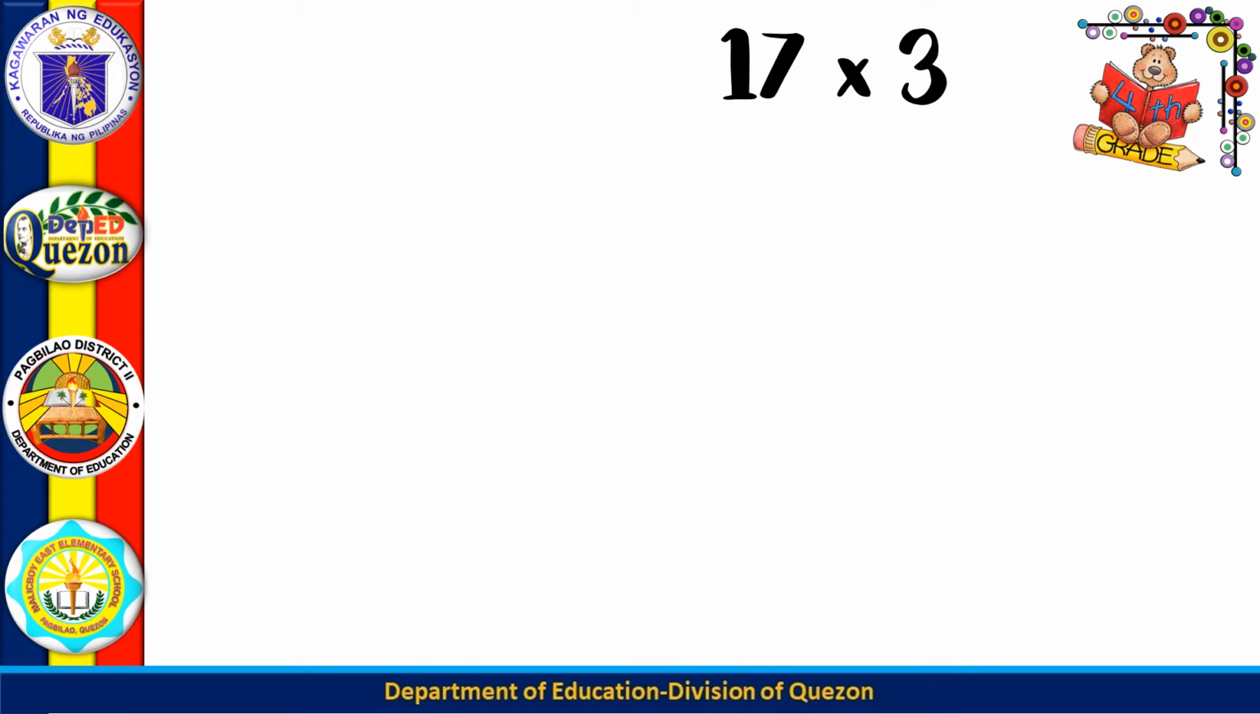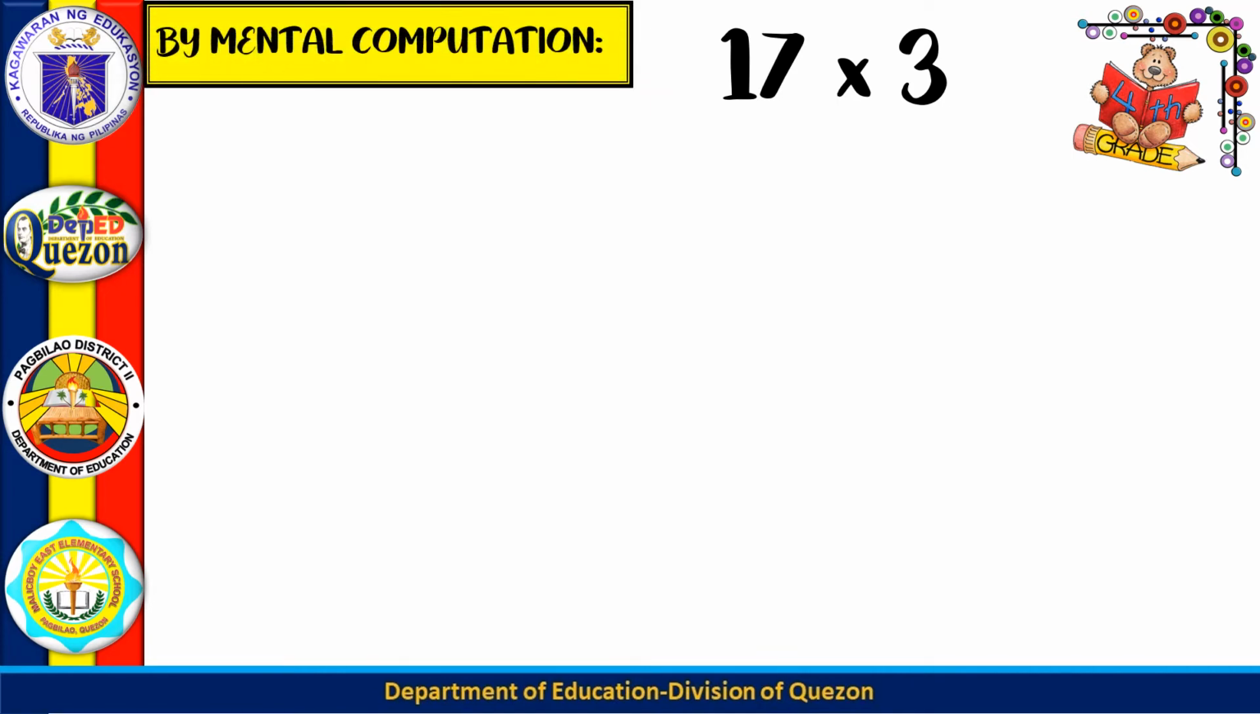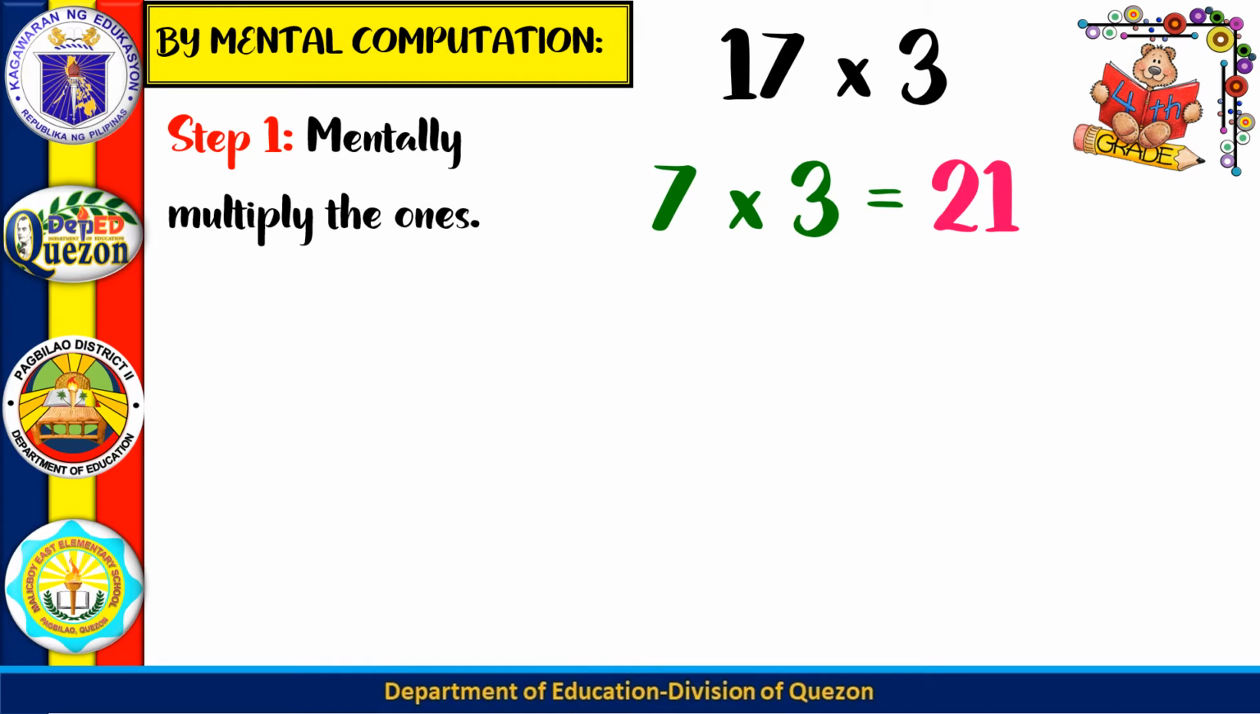In multiplying mentally, we have 2 ways. The first is the mental computation. How will we do that? Let us follow the 3 steps. First step, mentally multiply the ones. The ones here in 17 is the 7. 7 times 3 equals 21.